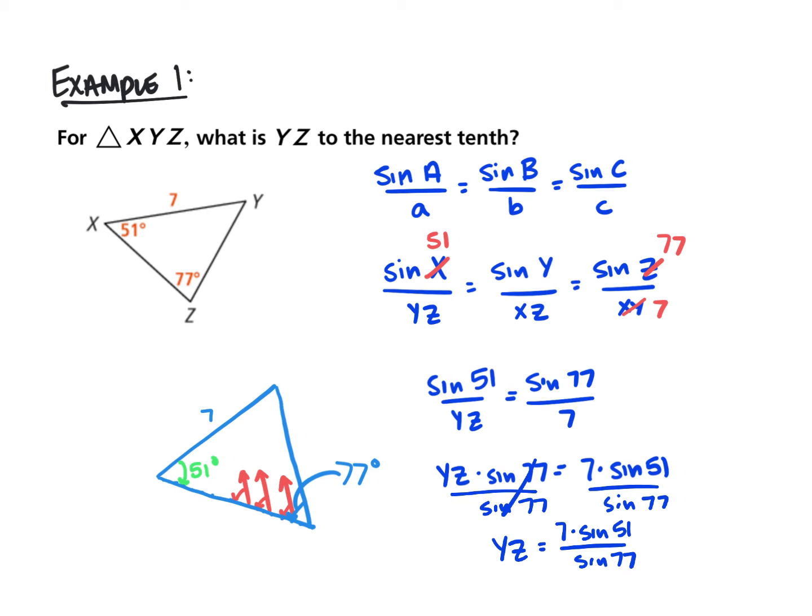And now is when I'm going to grab my calculator and type 7 times sine 51. I'm going to get that amount and then divide that amount by sine 77. So I was just doing that on my calculator off to the side here. And what I end up with is an answer that's about 5.6. It technically comes out to be 5.583116648, but it says to round to the nearest tenth, so that amount rounds to 5.6.